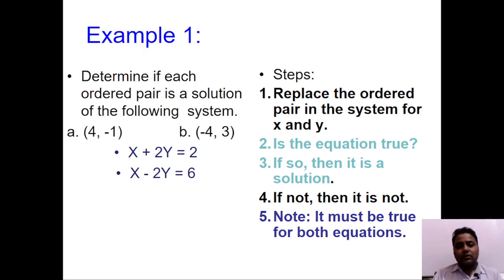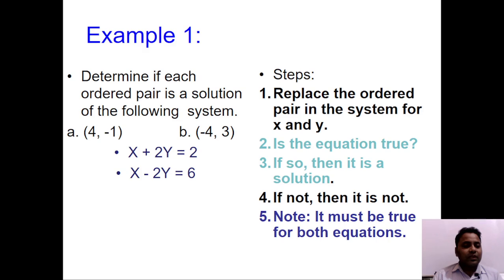Like in the steps mentioned here: replace the ordered pair in the system for x and y. Is the equation true? If so, then it is a solution. If not, then it is not. Note, it must be true for both the equations, meaning x and y must satisfy both the equations after getting the solution for x and y.